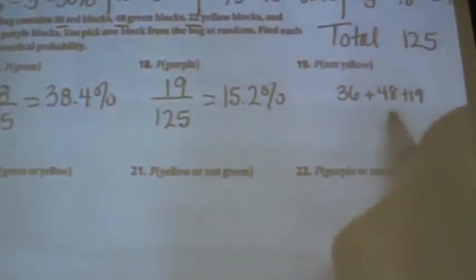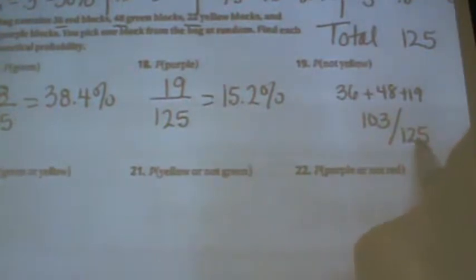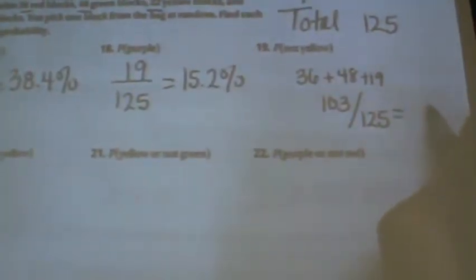103. 103 of them are not yellow. 103 out of 125. What percent is that? 82. Good job.